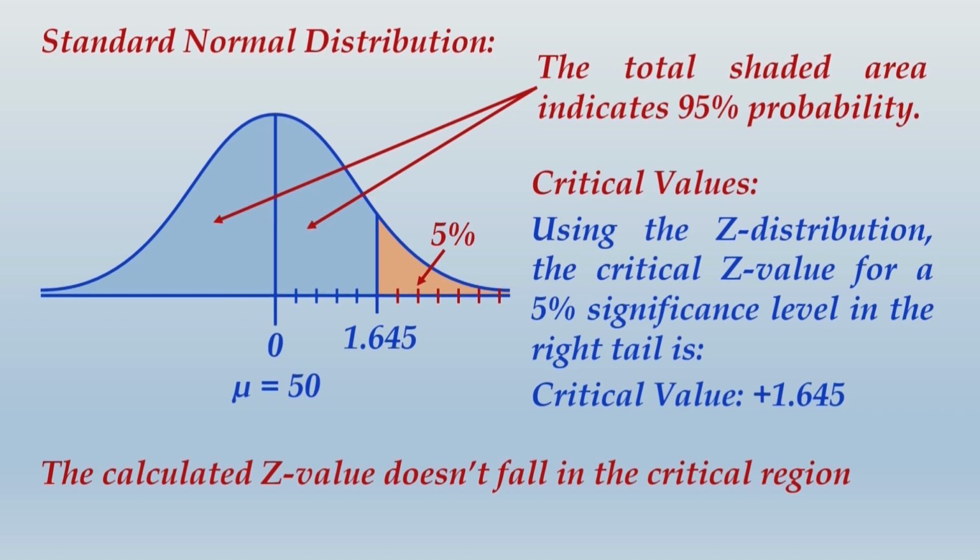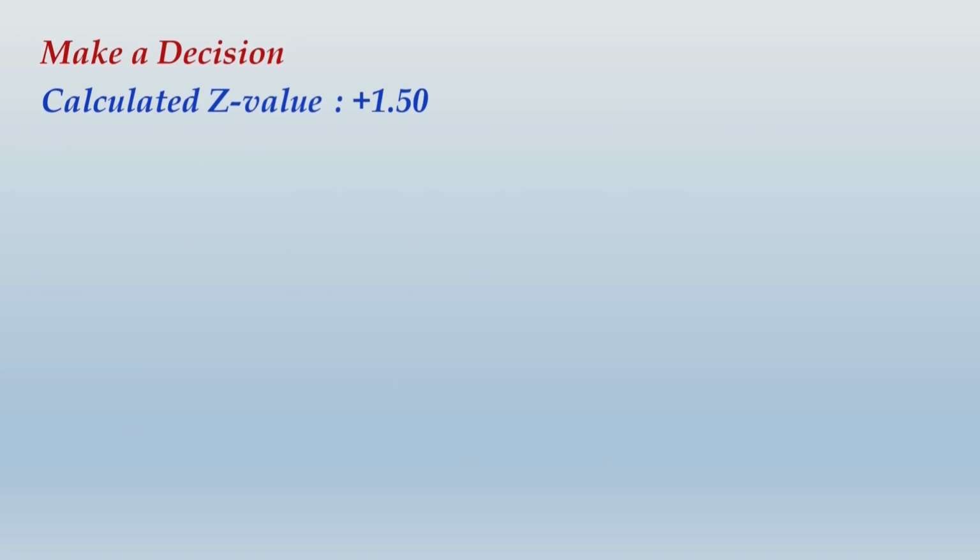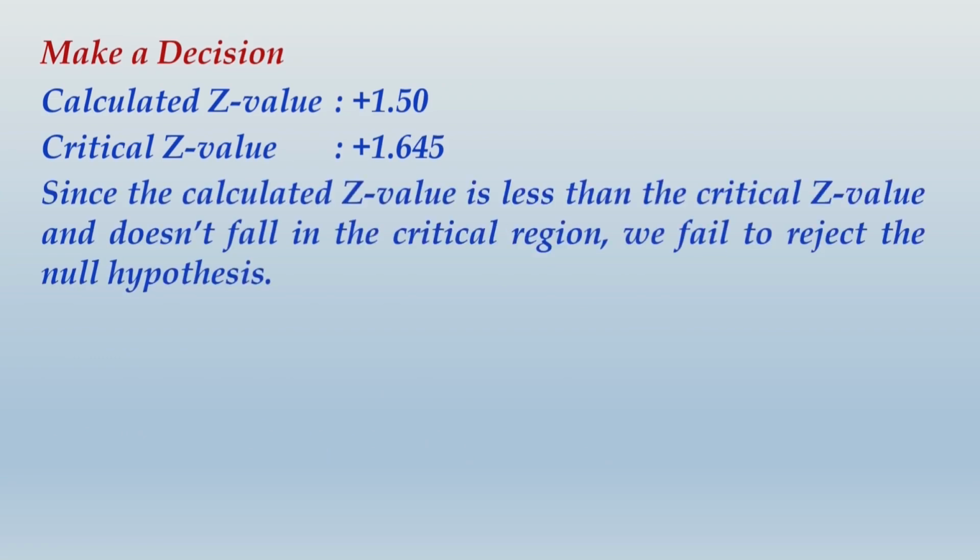Alright friends, once you have completed writing this whole thing, let us move ahead and continue further. Make a decision. Calculated z value positive 1.5, critical z value positive 1.645. As the calculated z value is less than the critical z value and doesn't fall in the critical region, we fail to reject the null hypothesis.